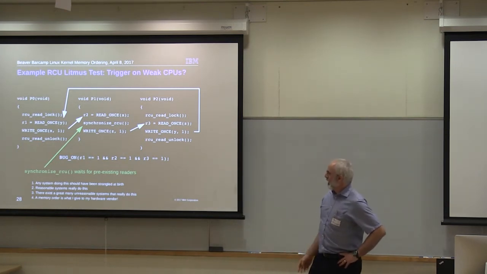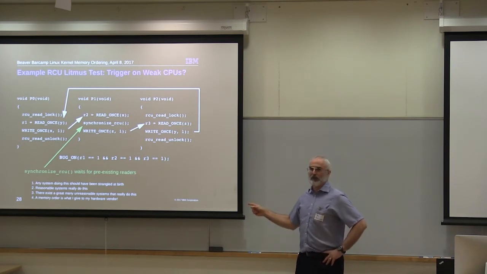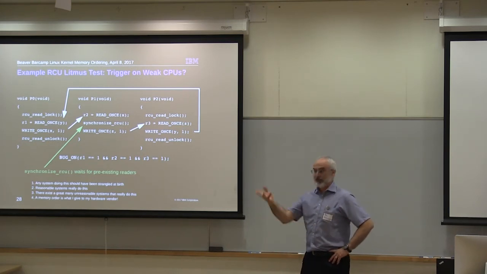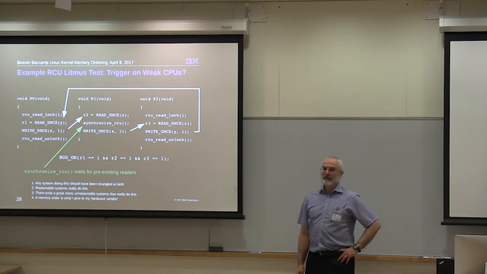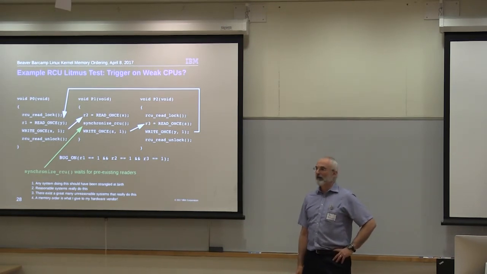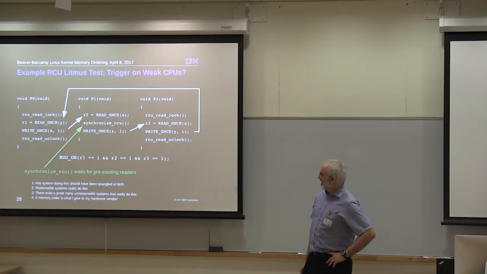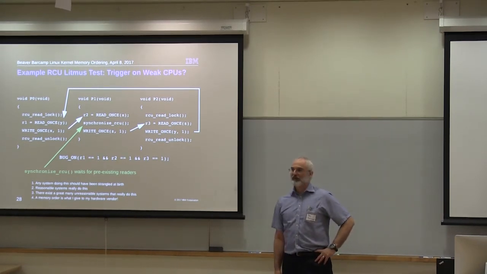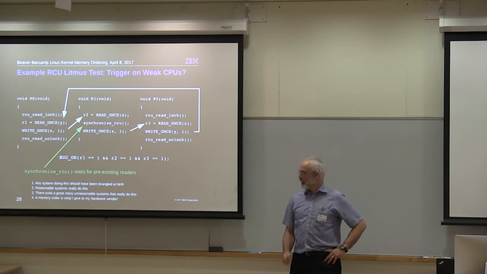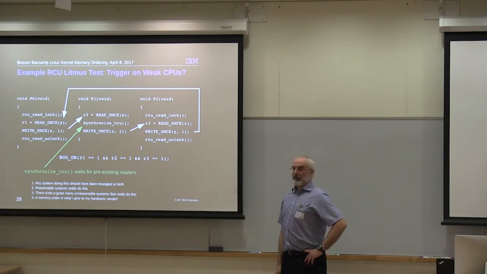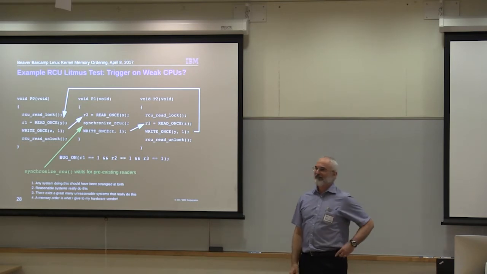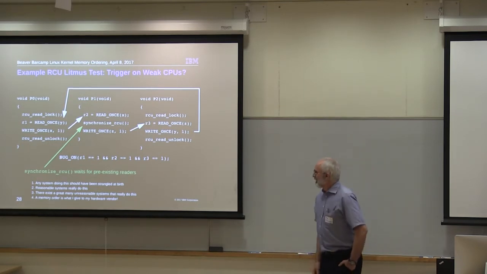How many people for option one? Any system doing this should have been strangled at birth. All right, yeah, we got a couple there. Three. All right, good show. Number two, reasonable systems really do this. Okay, I got a few. All right. Three, there exists a great many unreasonable systems that really do this. Okay, got some there. How many people for option four? Well, this would have been me back in like the 80s. Memory order is what I give to my hardware vendor. All right, yeah, that's it.